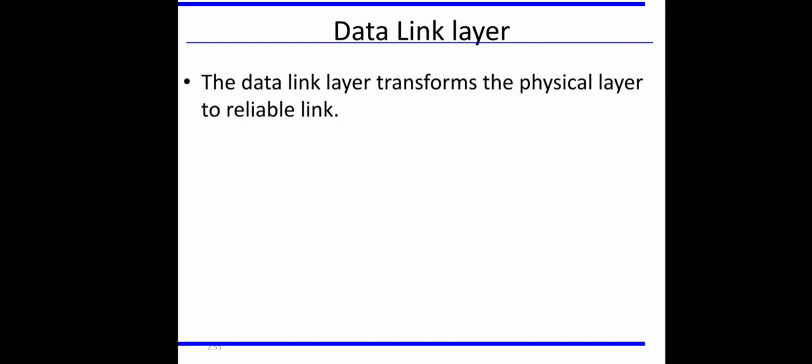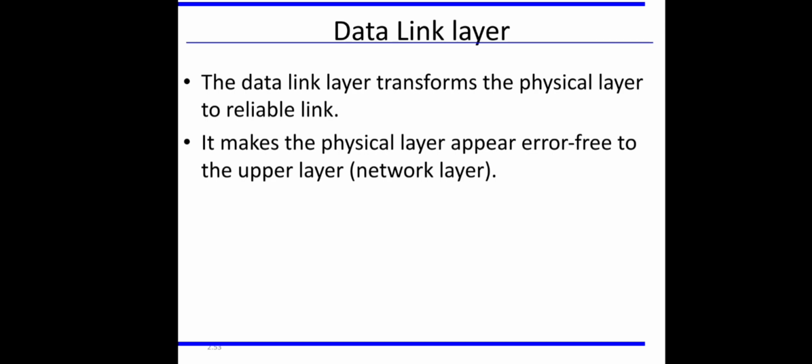The data link layer transforms the physical layer into a reliable link. The physical layer is dealing with the communication media, and a lot of problems and issues can be there in that physical medium. It can be broken, signals can be lost. Apart from all these difficulties, the data link layer makes this transmission media error-free. Using its own techniques, it makes the communication successful. So it makes the physical layer appear error-free to the upper layer, the network layer.